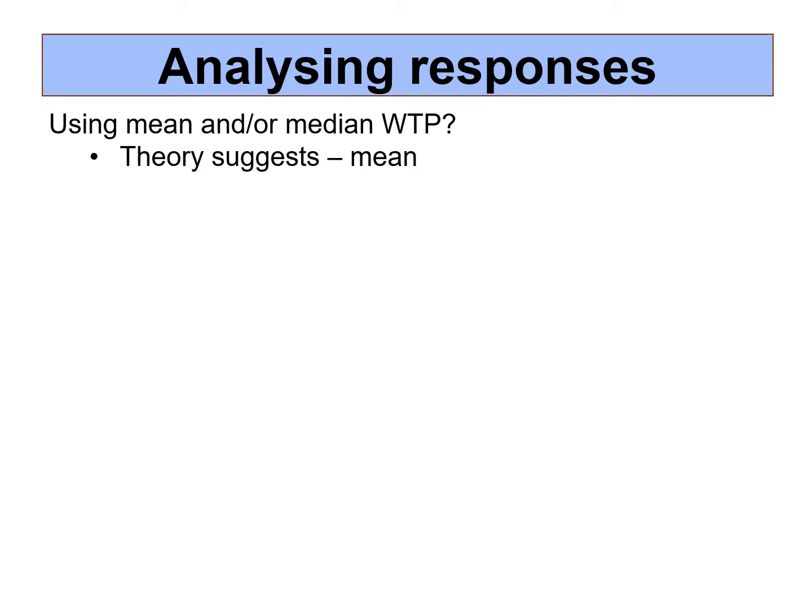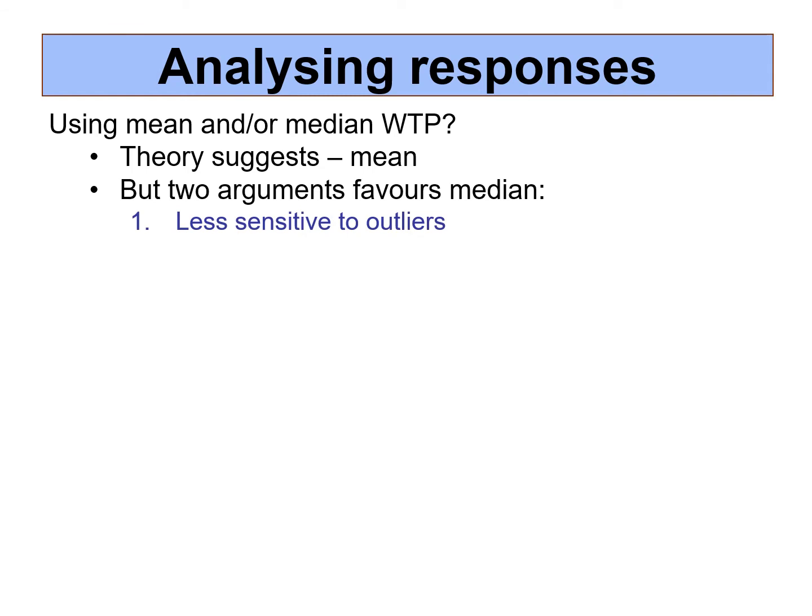Analyzing the responses. Should we use mean or medians to analyze the willingness to pay? So the theory suggests that we have to use the mean. However, two arguments actually support the use of median. The first one is that the median is less sensitive to outliers. If, let's say, we are dealing with large or small numbers, basically the mean will be biased.